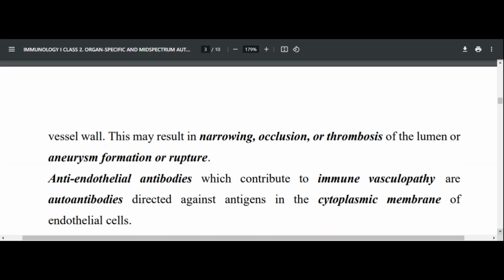Here we are able to find anti-endothelial antibodies. And remember, what is the endothelium? The endothelium is the inner layer of the vascular intima. So we find anti-endothelial antibodies contributing to this problem. Those anti-endothelial antibodies target the cytoplasmic membrane of endothelial cells in the endothelium.